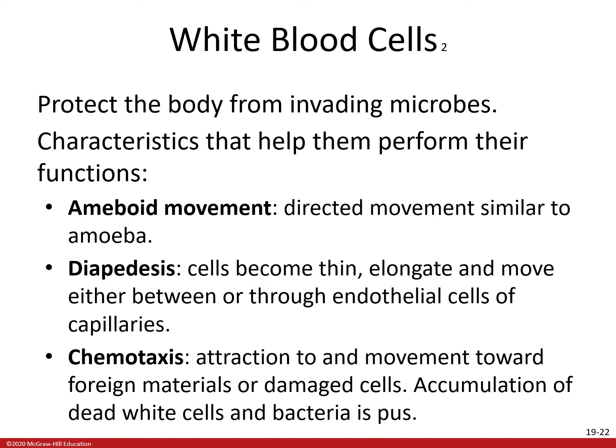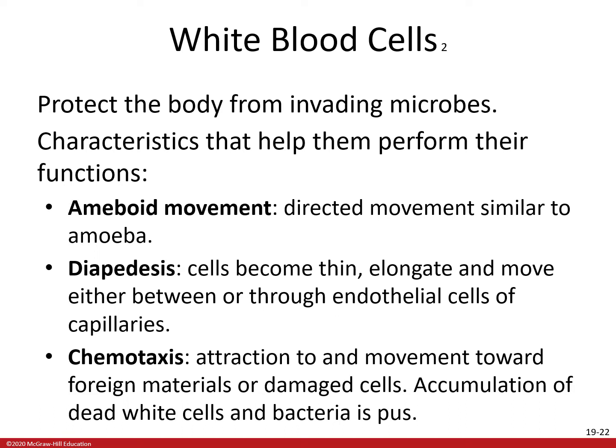All right, moving on to white blood cells. So the main purpose of white blood cells, also known as leukocytes, is to protect the body from invading microbes, as well as potentially to remove any dead cells that you might accumulate just kind of naturally. There are a few characteristics that are going to help white blood cells move about and perform their functions. The following three are going to be types of movement.